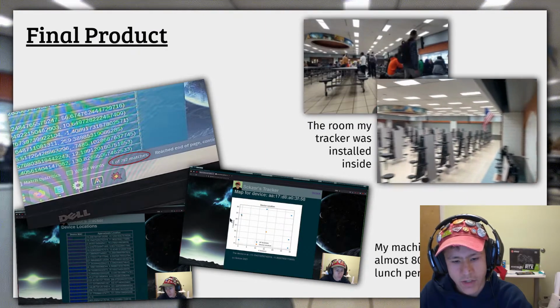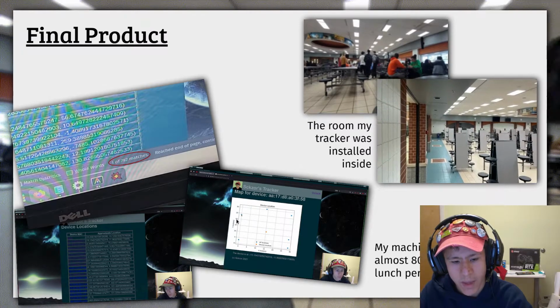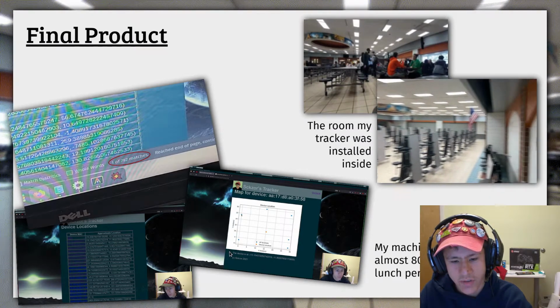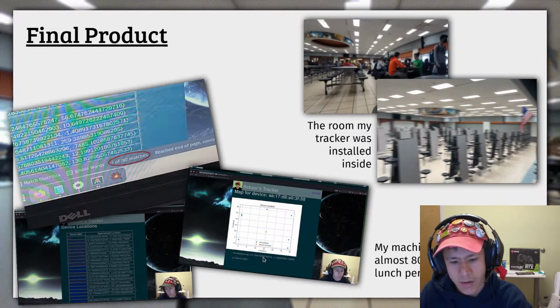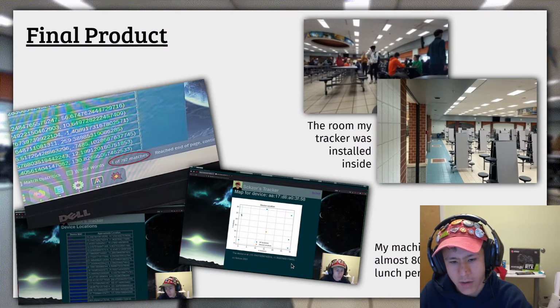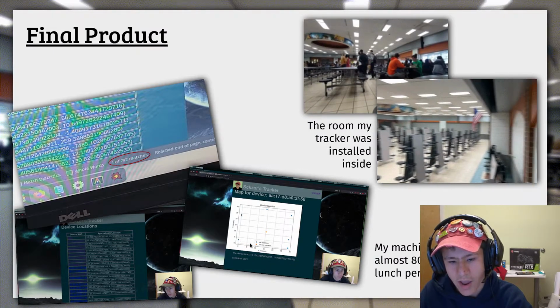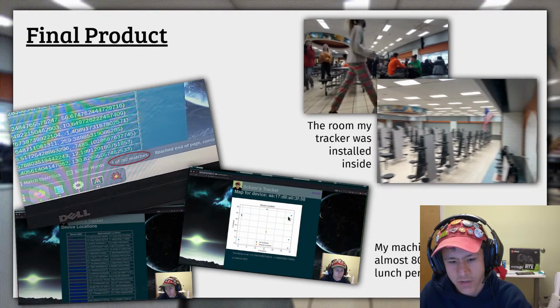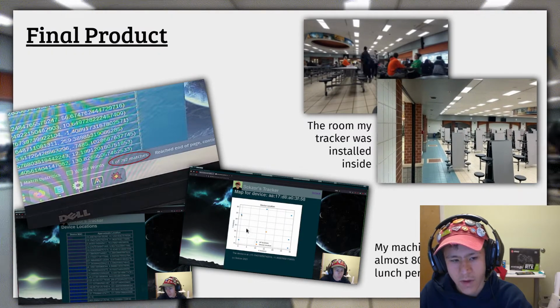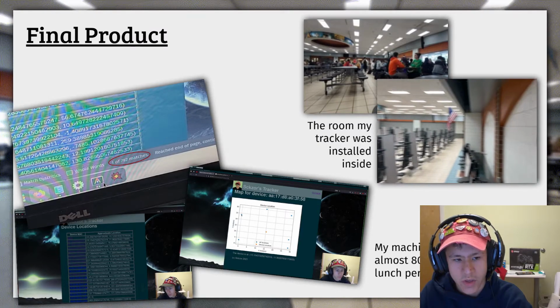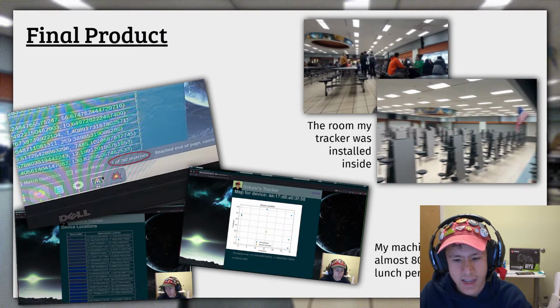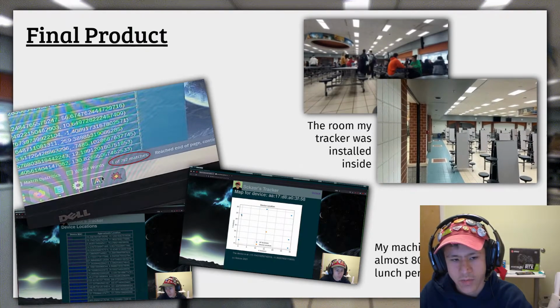In the photo next to it, you can see a unique web page that it generates for each device that it finds. It reiterates the approximate location in numbers, and it also shows a graph that shows the approximate location visually of the device in the room. Finally, in the topmost photo, you can see that my machine found almost 800 devices during one lunch period.